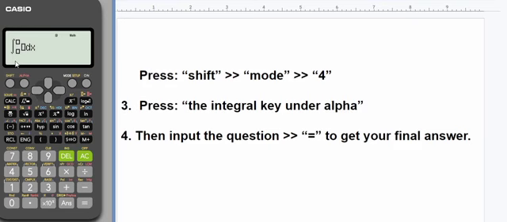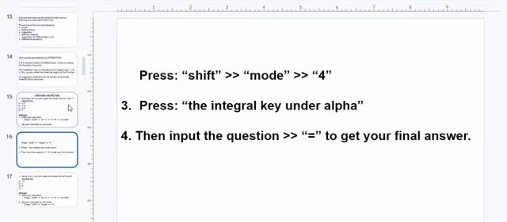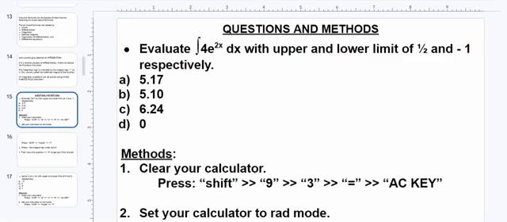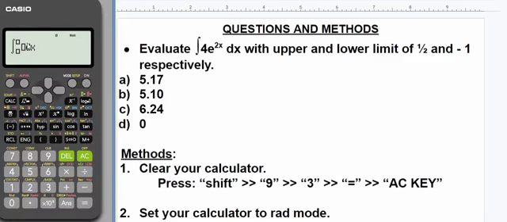So let's look at the question. You will punch it into your calculator, because the next step said input the question in your calculator and press equals to get your final answer. So let's look at the question. Here is the question, right? And my calculator is still set to integral mode.